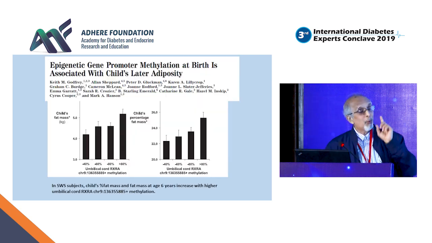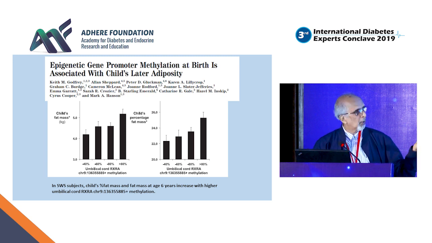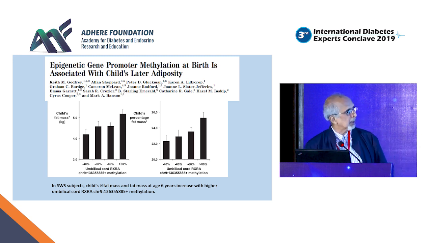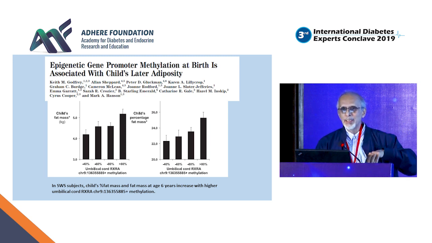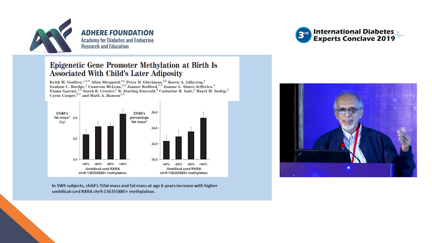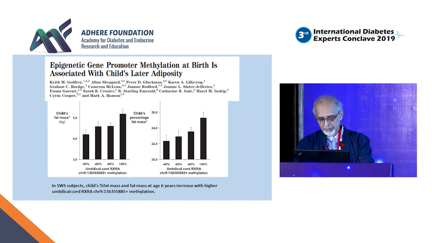And I'm just going to tell you one exciting paper which came from our collaborators in Southampton. They showed that methylation of a gene, RXR, which is a co-transporter for the transcription factor, in cord blood is a strong predictor of increased obesity in the child. So if you are epigenetically modified in utero, as evidenced in the cord blood methylation changes, your risk of obesity as a child is very high.